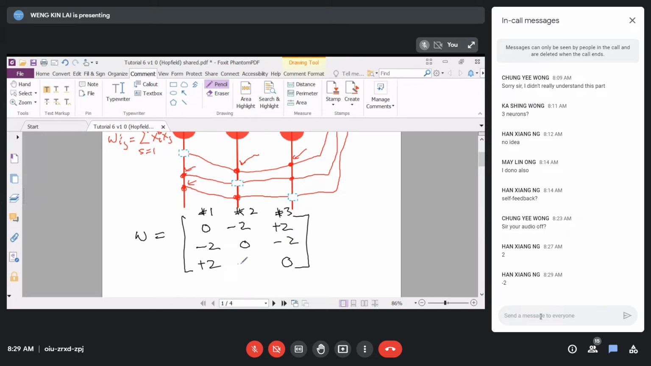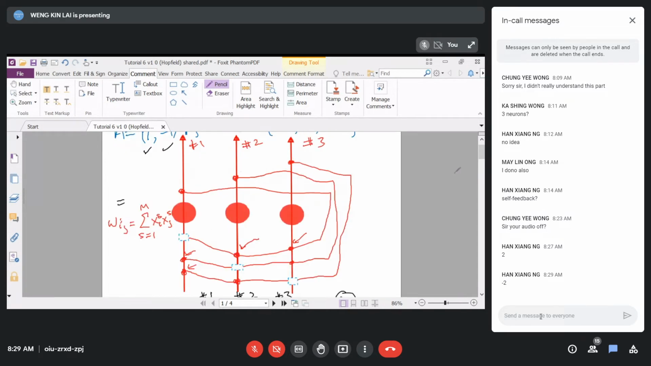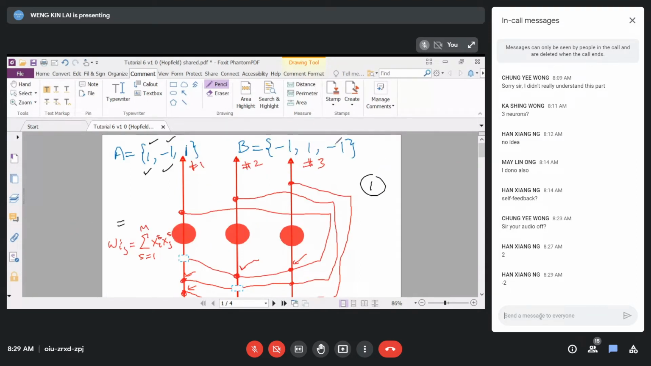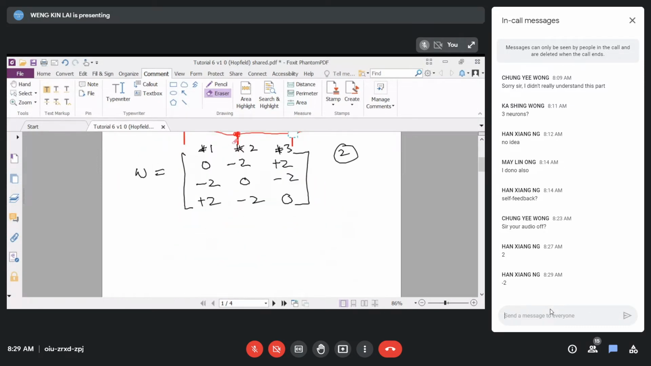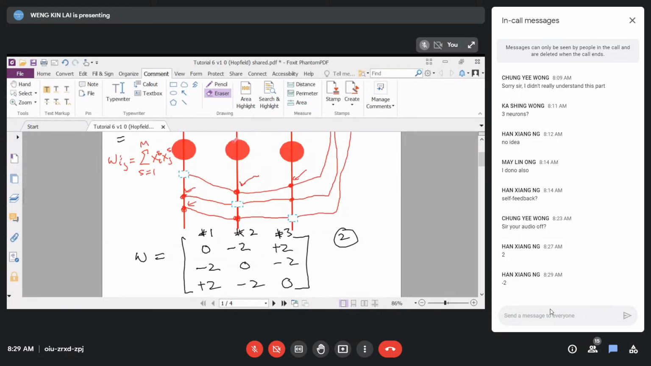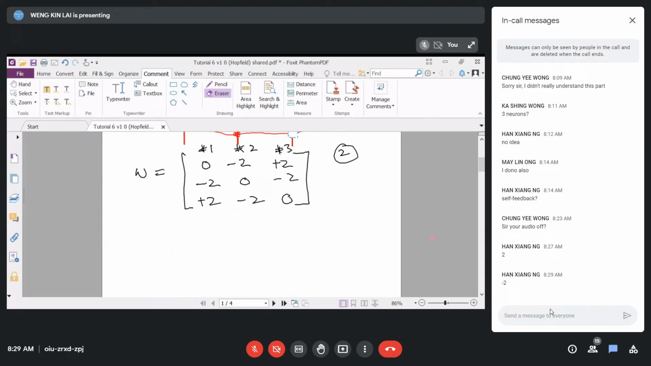-2 and -2. So the step number 2, you calculate the weights. This is step 2, right? This is step 1. You have to draw out and show the architecture or the system. So now done. So that's step number 3.